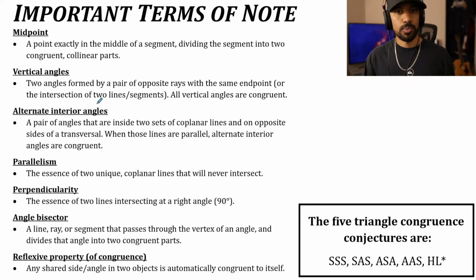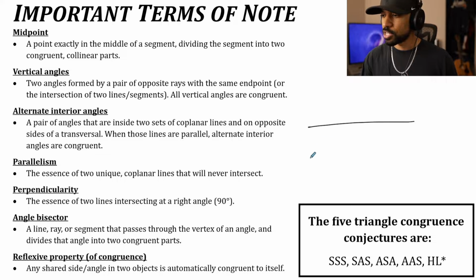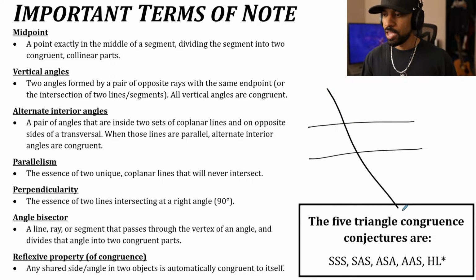Alternate interior angles occur when you have parallel lines, and I know parallelism comes after this, but I want to say more on that later. Where you have parallel lines such as these ones, if you know they're parallel, and there's a transversal, you have alternate interior angles, say right here. When lines are parallel, the angles are congruent.